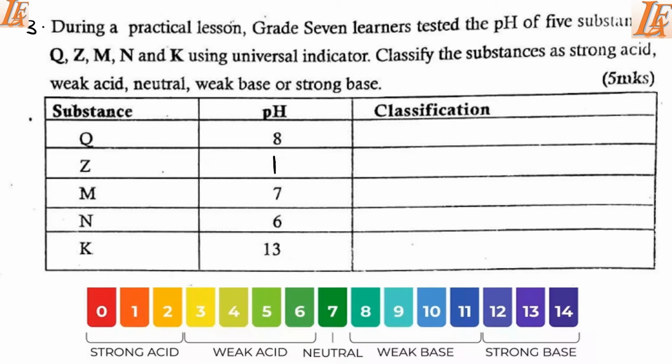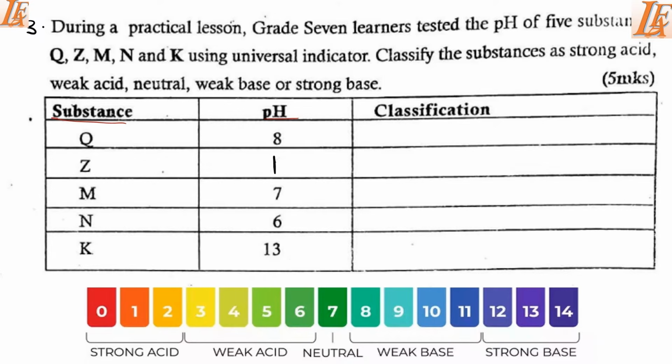During a practical lesson, grade 7 learners tested the pH of 5 substances, Q, Z, M, N, and K, using a universal indicator. Classify the substances as strong acids, weak acids, neutral, weak base, or a strong base. So in this case, we have the first column for substance, then the pH value, then classification. On this side of classification, we are going to classify either a strong acid, a weak acid, a neutral substance, a weak base, or a strong base.